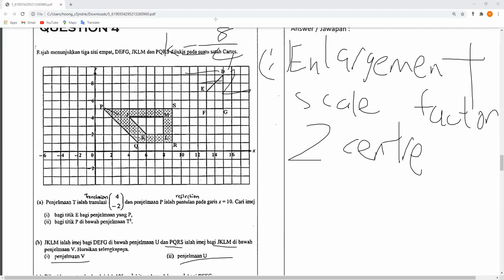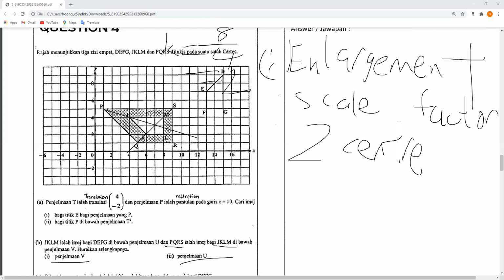We need to determine the center of the enlargement first. So, I use my eraser first. Okay, now we need to determine the center of the enlargement. So we draw a longer line here. Connect point by point. So P connects to the point J. Okay, using a ruler and draw it. Then S connects to the point N.